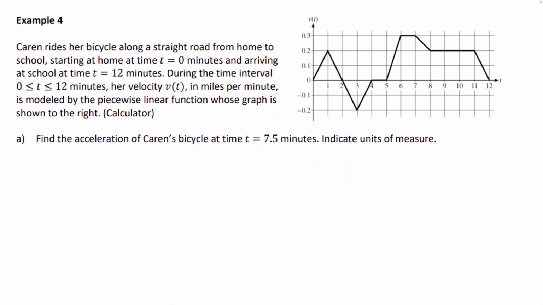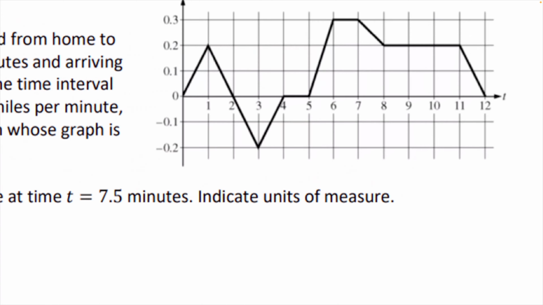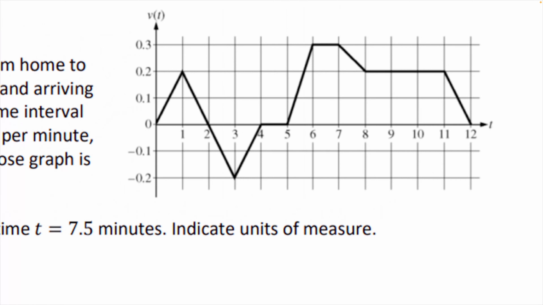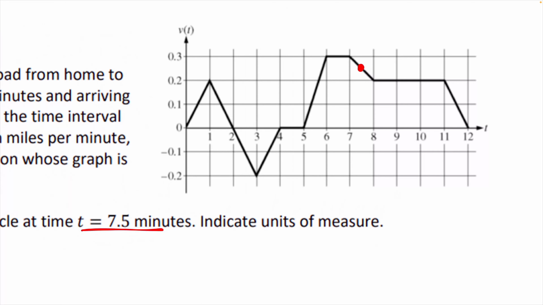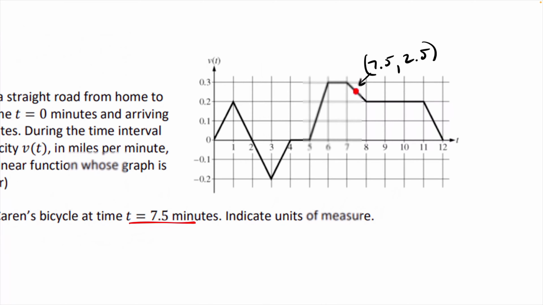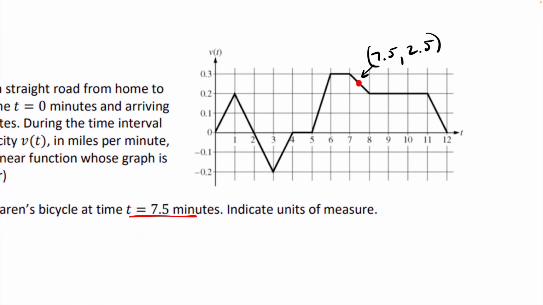Okay, so find the acceleration of her bike at time 7.5 minutes. Okay, so let's go find her at 7.5 minutes. So at 7.5 minutes, she was right about here, yeah, about 7.25. So that guy right there is 7.5 comma 2.5, right? That dot, that red dot. It's 0.25. 0.25, sorry. You're right.